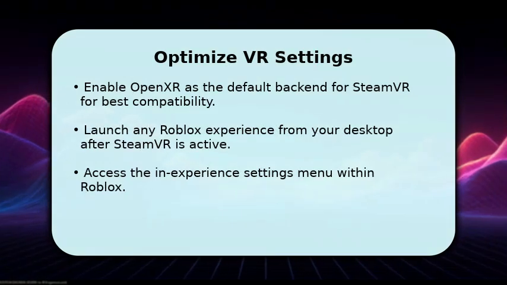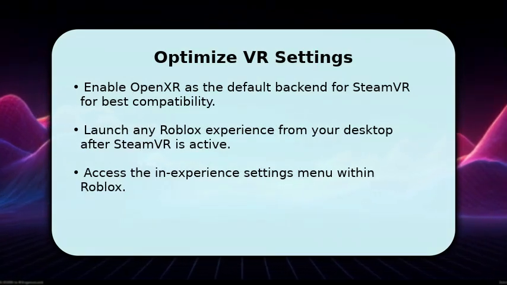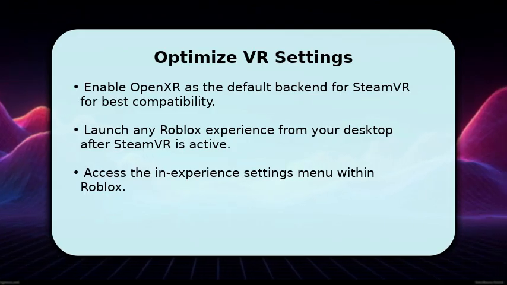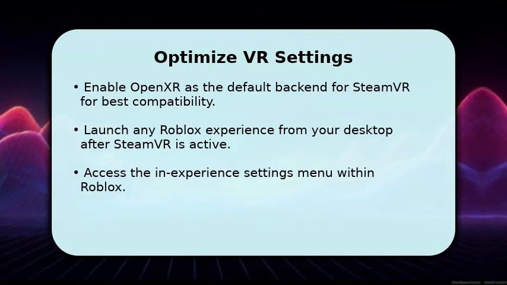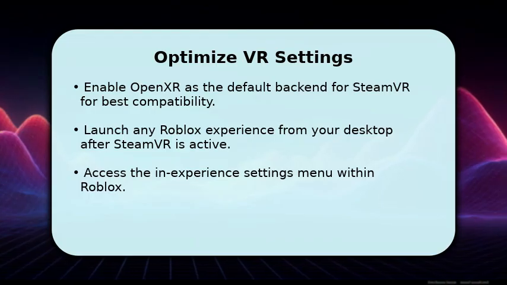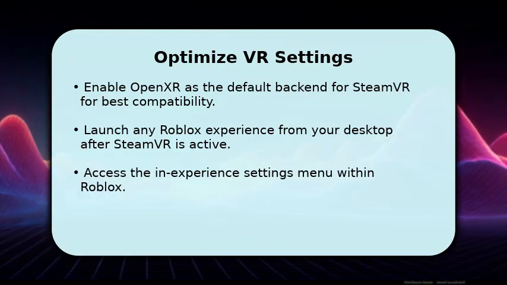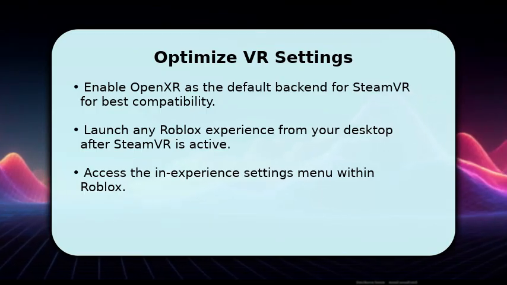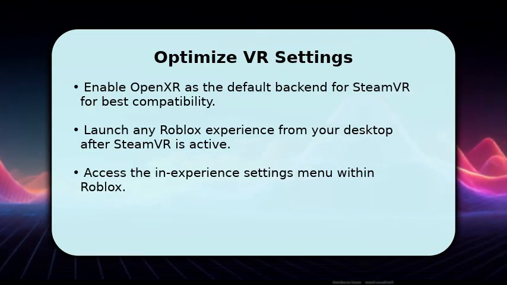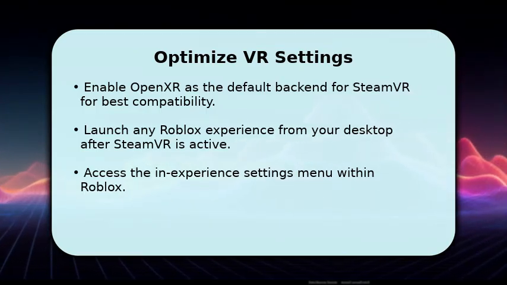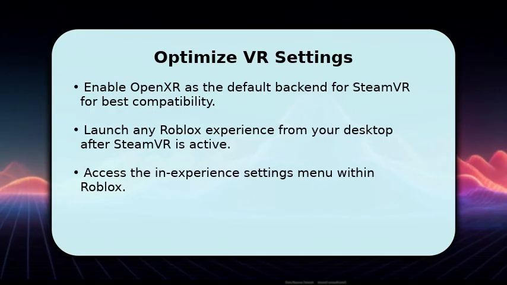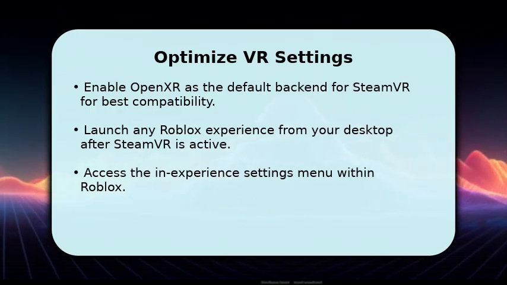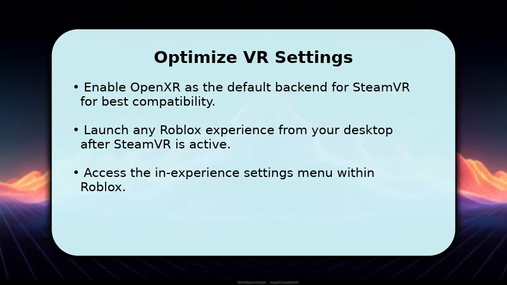Now, let's optimize your settings. Within Steam VR, navigate to the developer options and enable OpenXR as the default runtime. This provides the best compatibility for Roblox. With Steam VR running and your headset active, launch any Roblox experience directly from your computer. Once the game loads, bring up the Experience menu, usually by pressing the Escape key or clicking the menu icon.